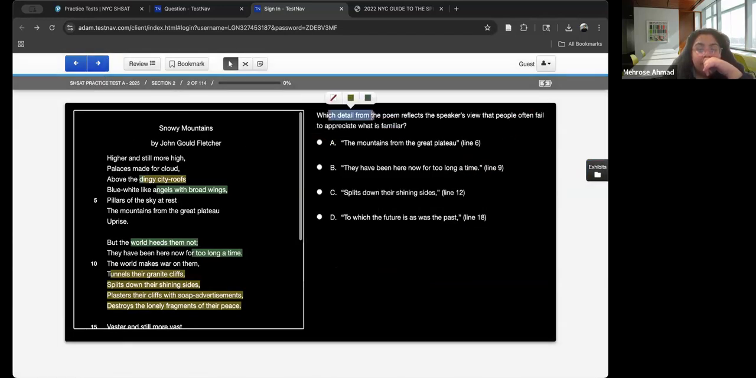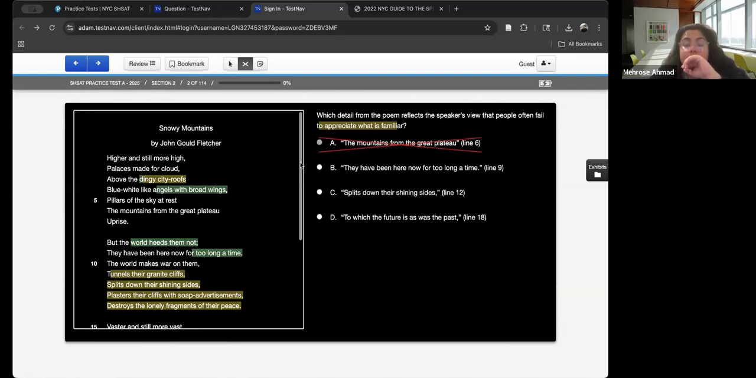Question two. Which detail from the poem reflects the speaker's view that people often fail to appreciate what is familiar? So again, what is the question asking you to do? They're asking you to understand a specific detail, but it's very important to understand a specific line in the context of where it's said. Choice A, mountains from the Great Plateau, line 6. Line 6 was in the context of just describing the mountains. This doesn't really make sense. There is no mention of people at all in stanza 1, so this is not correct.